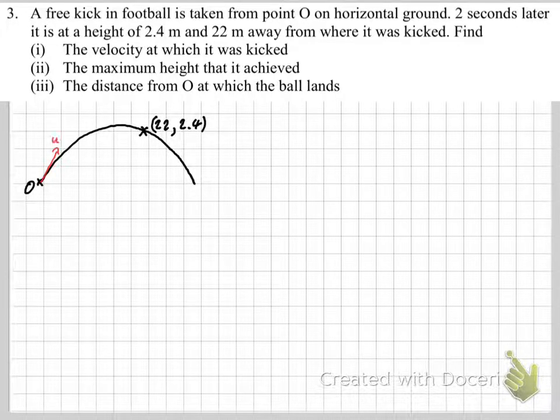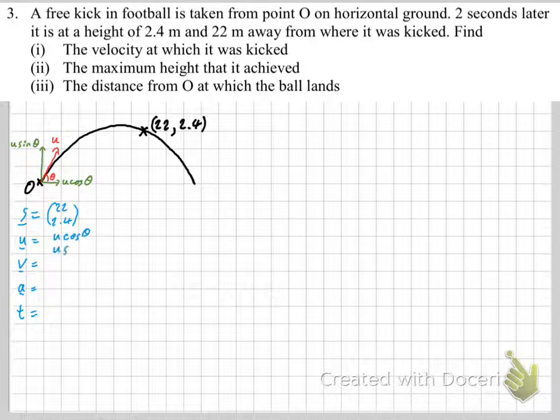Now, initial speed, let's call it u, and therefore the components of that will be u cos theta horizontally and u sine theta vertically. Those are going to be what we need to use. So set up your suvat. We know we want it to be 22 along and 2.4 up. We have expressions for the components of initial velocity. We have gravity. This time we know t to be 2.